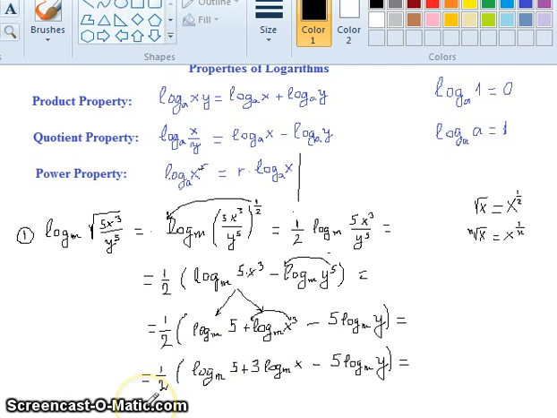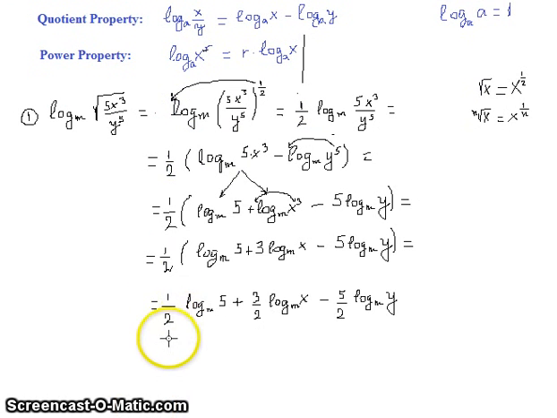And let's do it. We get 1/2 times the first logarithm plus 3 over 2 times the second minus 5 over 2 times the third. So we have an expression that is a sum or difference of single logarithmic quantities. So we have expanded the given logarithm.